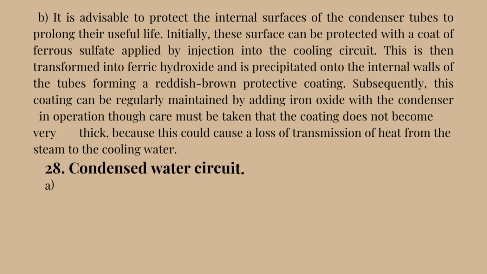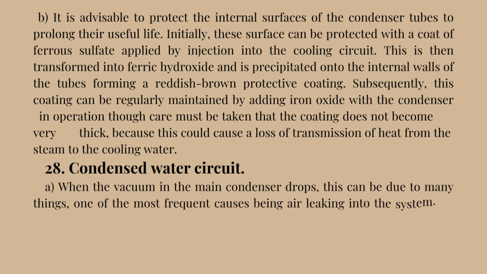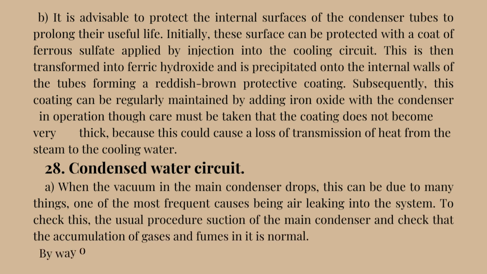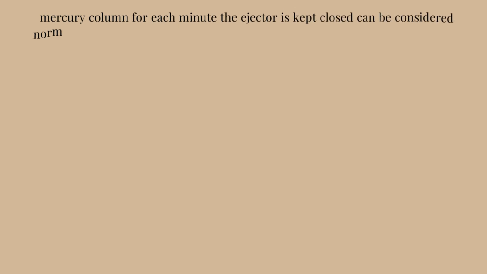28. Condensed water circuit. A. When the vacuum in the main condenser drops, this can be due to many things, one of the most frequent causes being air leaking into the system. To check this, the usual procedure is suction of the main condenser and checking that the accumulation of gases and fumes in it is normal. By way of a guideline, a loss during the vacuum check of 5 to 10 mm mercury column for each minute the ejector is kept closed can be considered normal.